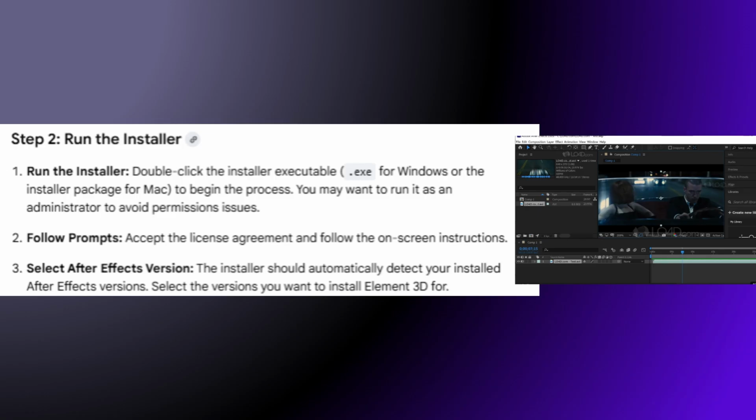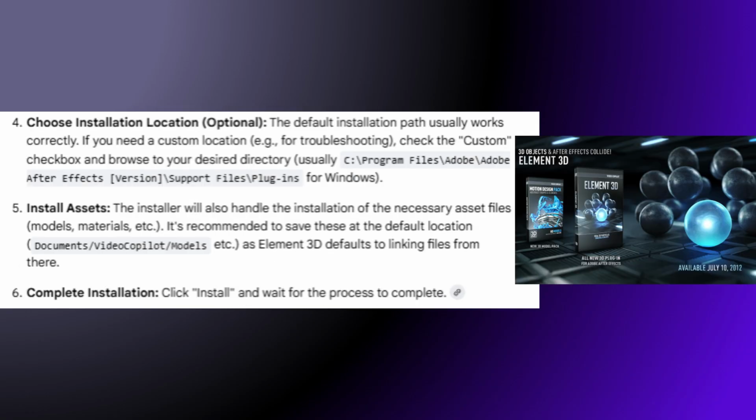Then select After Effects version. The installer should automatically detect your installed After Effects versions. Select the versions you want to install Element 3D for. Then, choose the installation location. The default installation path usually works correctly. If you want a custom location, check the Custom checkbox and browse to your desired directory.